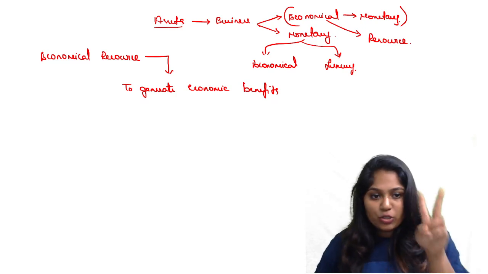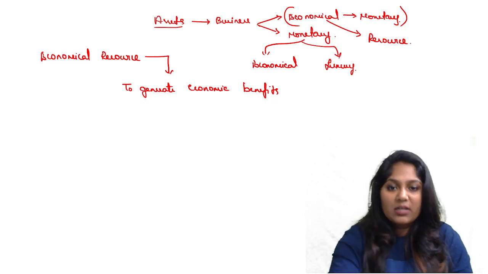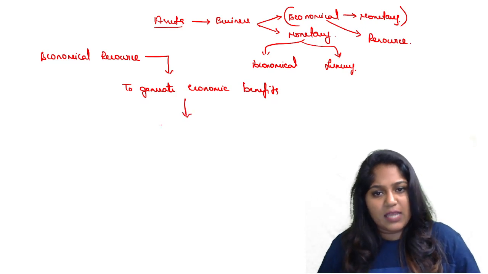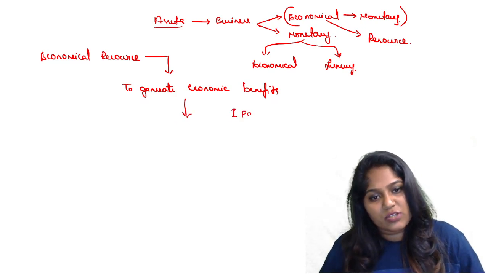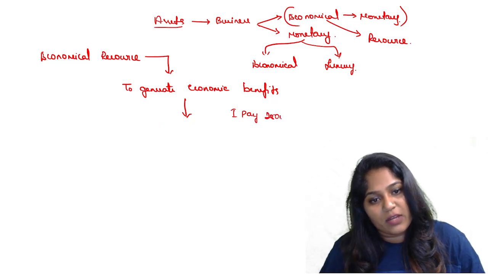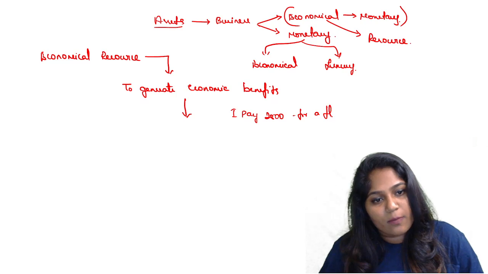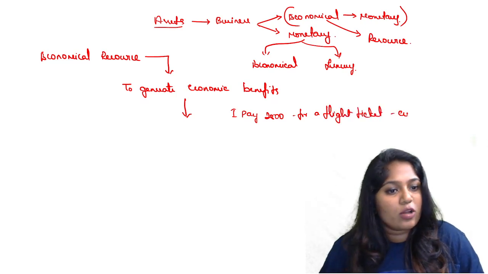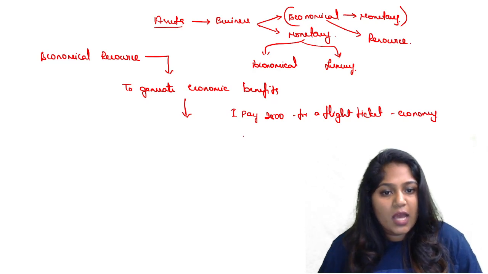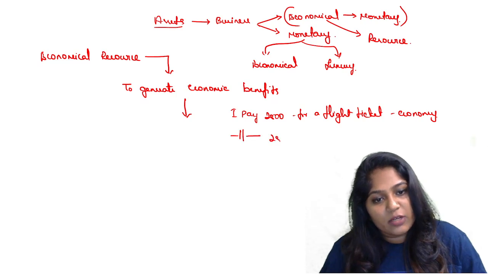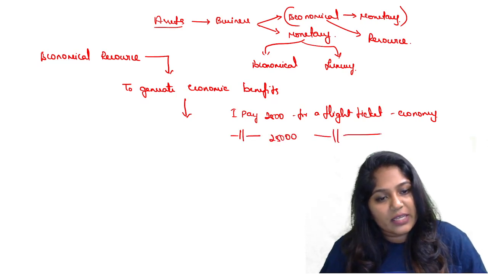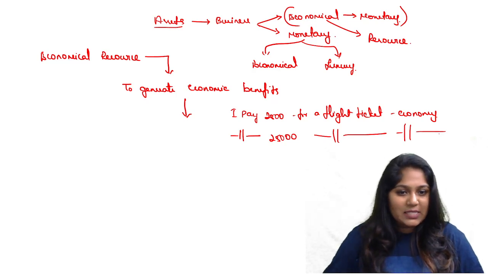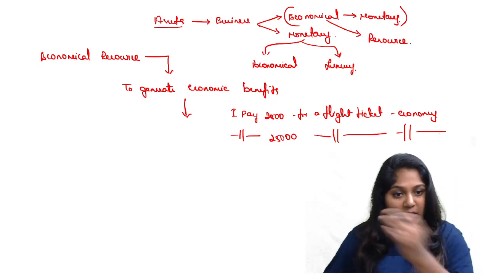This is very, very important. Two statements everybody would understand by now, is what I believe. Apart from that, let's say, just writing for an example, I pay 2,500 for a flight ticket, and I say this is economy class. At the same time, I also say another statement: 25,000 for a flight ticket, the same economy class. Do you believe the second statement? Nobody in this world will believe it.